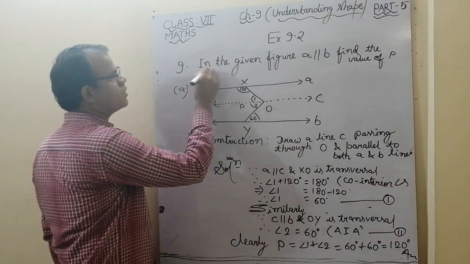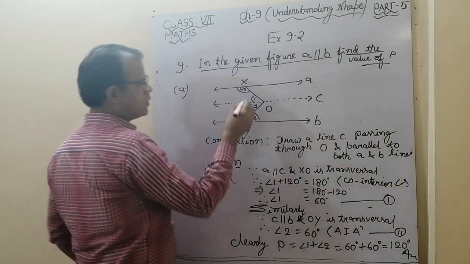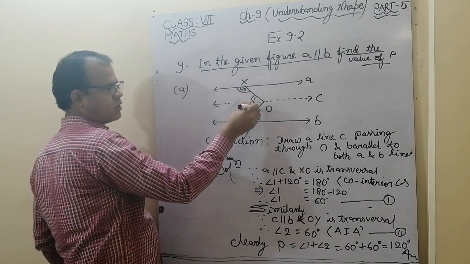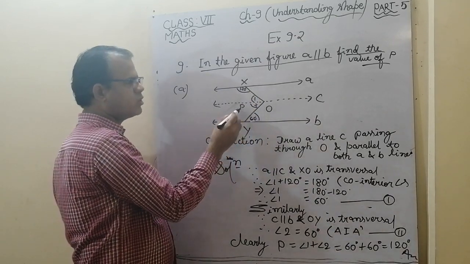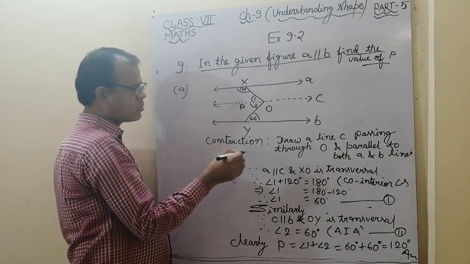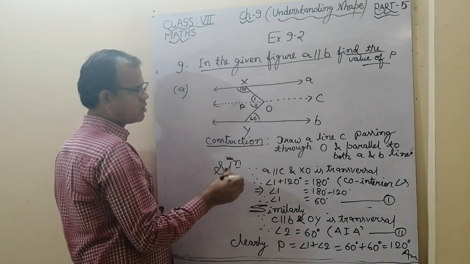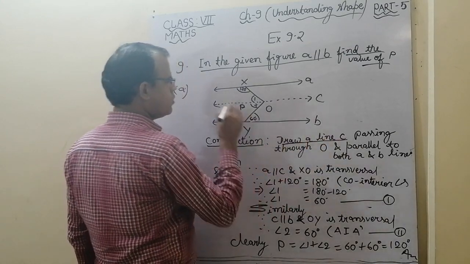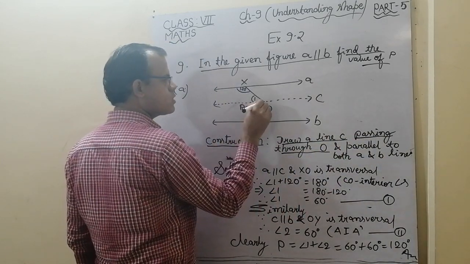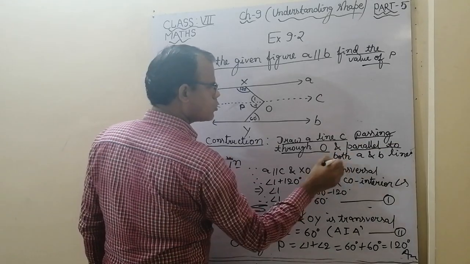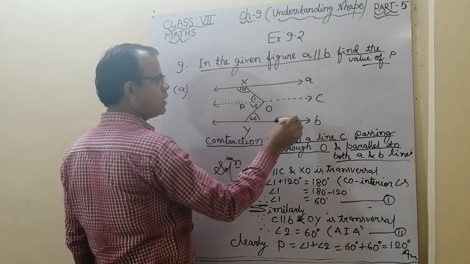Yes student, first part. In the given figure, line A is parallel to B, and find the value of P. This is P. Okay, angle 1 and 2 is P. The combination of angle 1 and 2 is known as angle P. So student, for finding the value of P, we have to do construction. We draw a line C, passing through this point O, and parallel to both A and B lines. This line is parallel to both A and B.